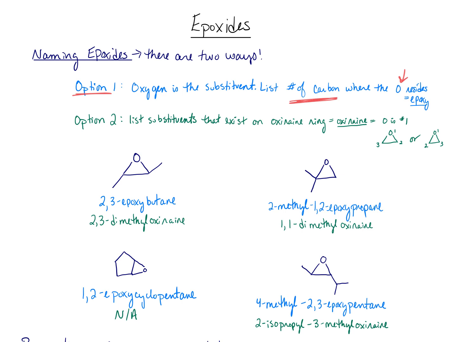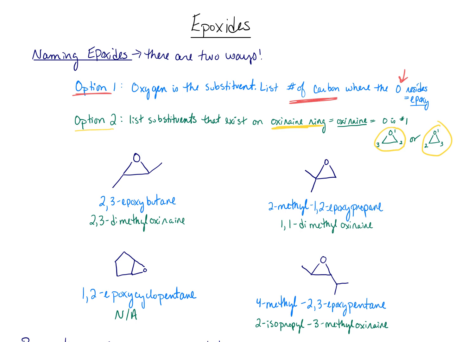So option 2 is to list the substituents that exist on the oxirane ring, and the oxirane ring is the epoxide. And in this case, the oxygen is number 1 of that oxirane ring. You can have 2 and 3 be either on the left or the right, doesn't matter, those are the same thing, but that's how we name these.